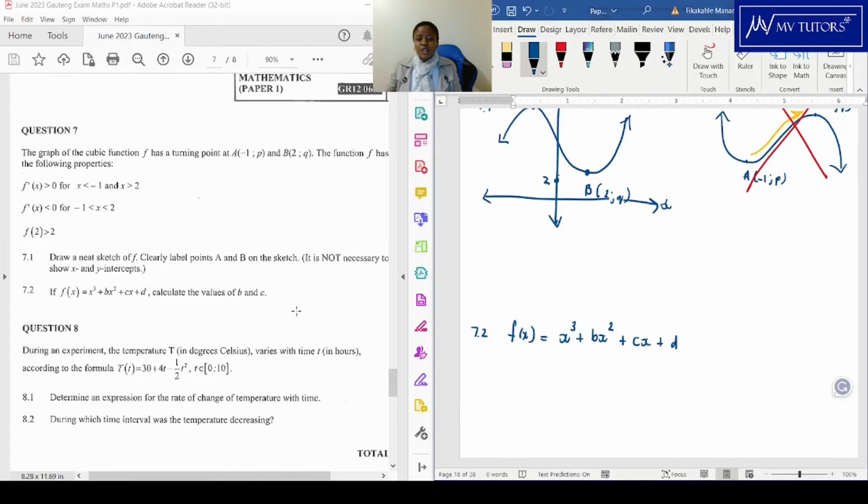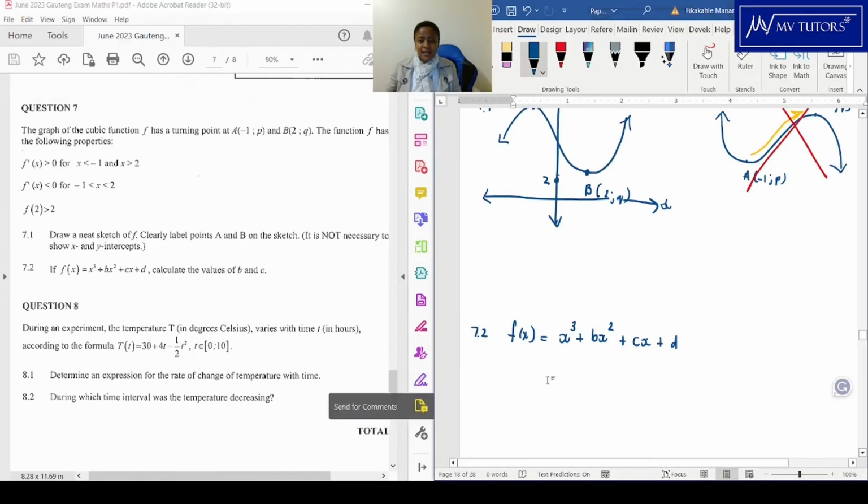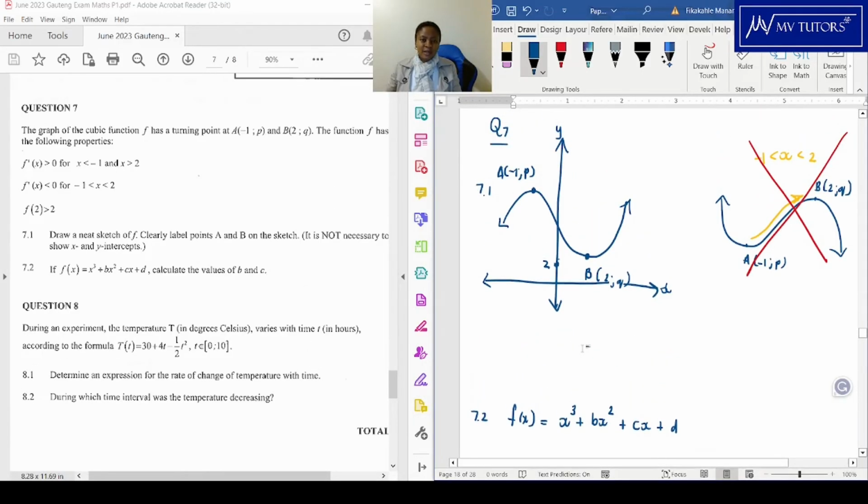Alrighty, so in this case, we don't know much about this cubic function. We just know the maximum and minimum points, or we know the stationary points, the maximum and minimum stationary points where your gradient is equal to 0. Okay.